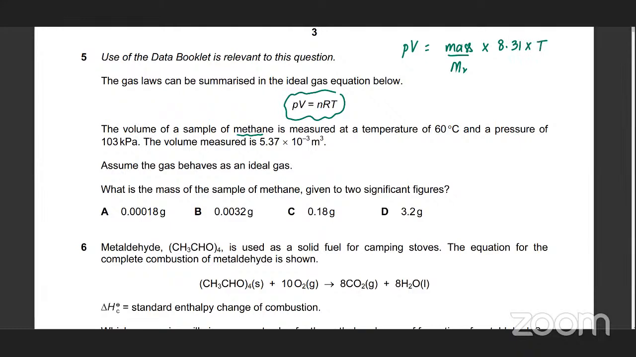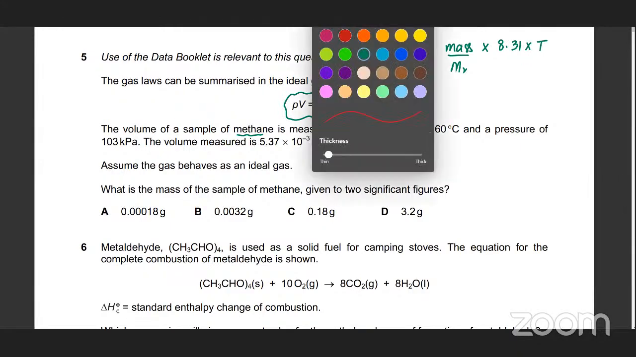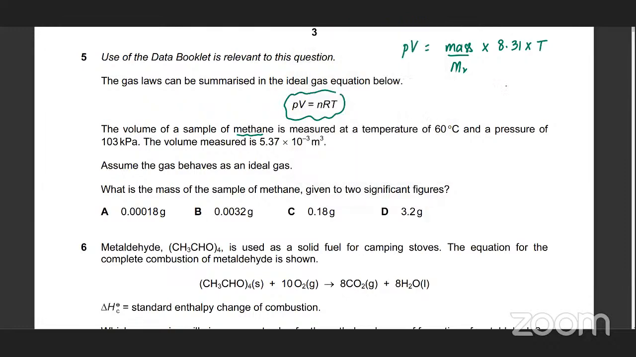Now, the only thing you have to be worried about in this question is that you have to use the right units. Pressure should be in pascals. So if I start putting in these values, pressure should be taken as 103,000 pascals, not in kilopascals. The volume should be in meter cube, which is already in meter cube, so that's 5.37 times 10 to the power minus 3.